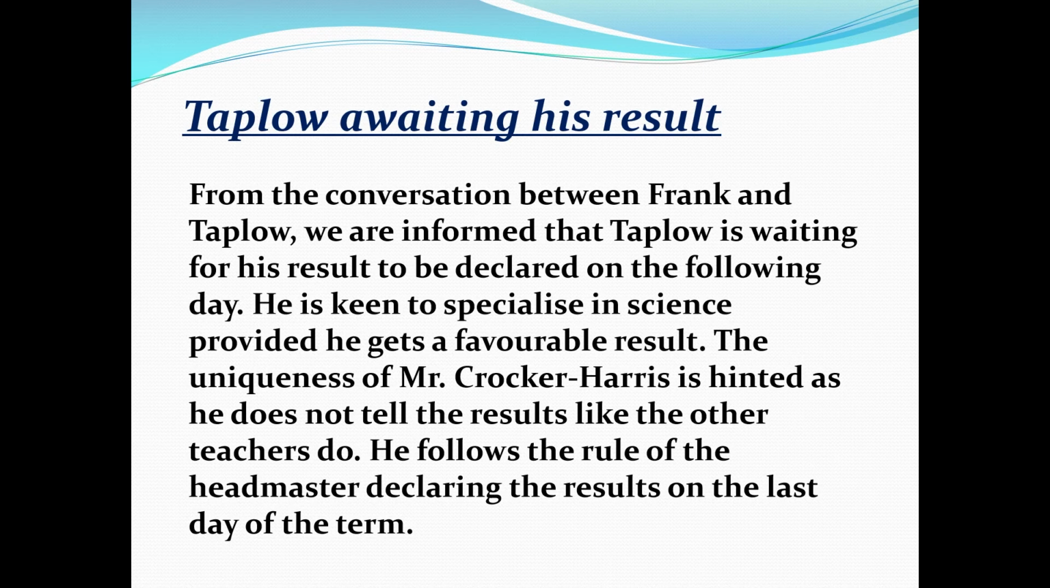Though the teacher who has asked him to come is there in the school and is expecting that the promotion may be in his favor, it is not related to Crocker Harris because he is a very different kind of teacher. He is keen to specialize in science provided he gets a favorable result. The uniqueness of Mr. Crocker Harris is hinted at as he does not tell the result like the other teachers do. He is not that type of teacher who would disclose the result before the announcement in front of the head of the institute. He follows the rule of the headmaster declaring the result on the last day of the term.